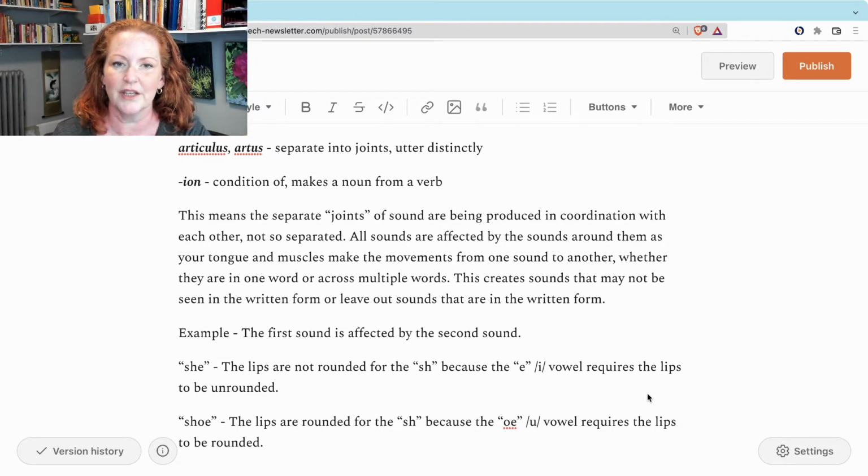on its own. When you say sh, your lips come out a little bit. But when you're saying she, you know that the E needs the lips to come back, so the lips won't stick out so far, she. But if you say shoe, your lips are getting ready for the oo, which requires more lip rounding, shoe. So you may start already with more rounding, shoe, she. I don't need to have my lips as rounded.